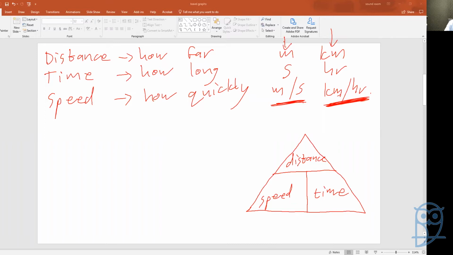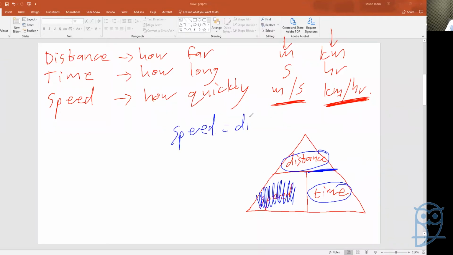If we want to calculate one of these quantities, all we need to do is block it out. So if we want to calculate speed, speed is therefore equal to distance, and we use this line as a divide, by time. So speed equals distance over time.